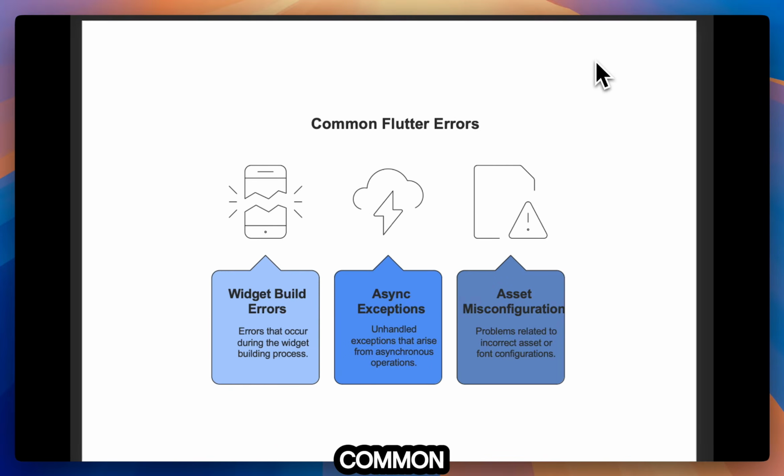One of the common errors is the widget build error. This error occurs during the widget building process. Another one is the async exception error. Maybe you call an async process or function, and that can result in an error. And another one is asset misconfiguration. So we are going to dive into how we can resolve these errors.